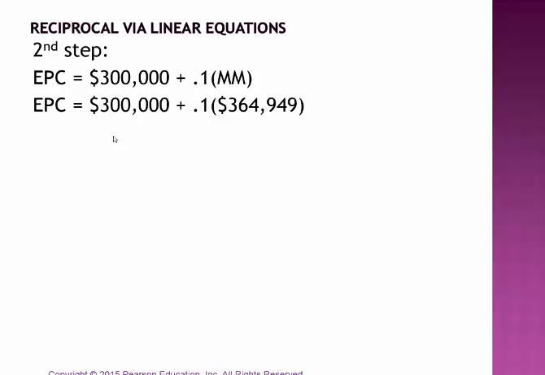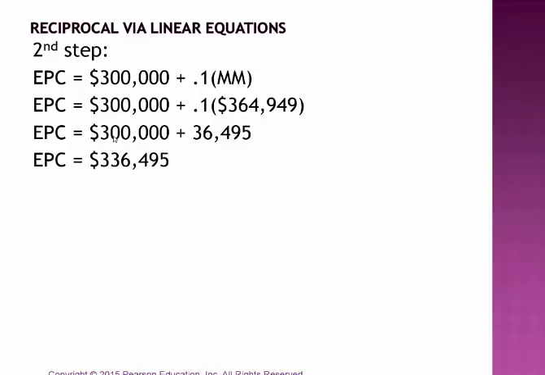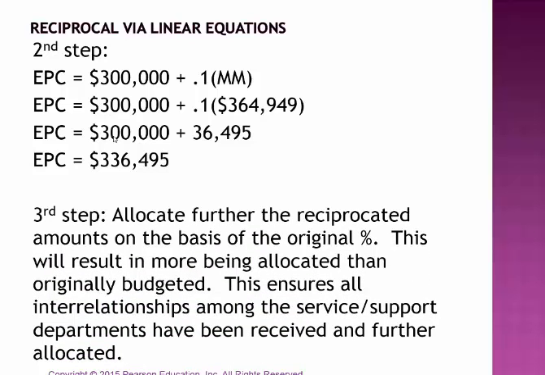So 300,000 plus 0.1 of 364,949 that we just came up with. Therefore, EPC equals 300,000 plus 36,495, which means EPC equals 336,495. And then we have to allocate this further out.